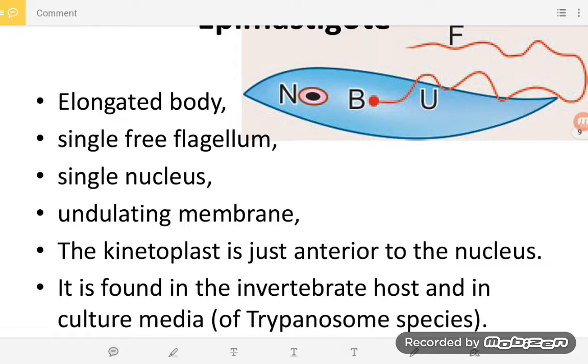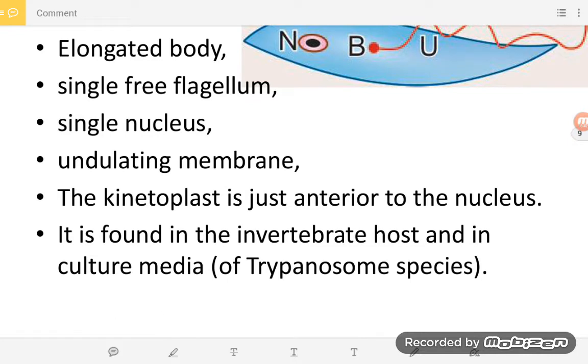It is found in the invertebrate host and in culture media. So in Trypanosoma species, where we can see the epimastigote form: one is culture, the other is the invertebrate host, right? So you have to remember, in human we cannot see the epimastigote form. We can only see it in the vector host.